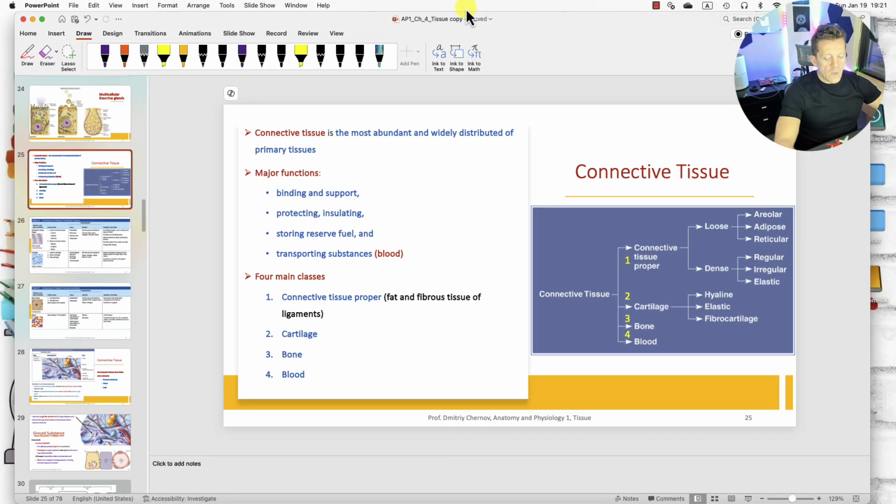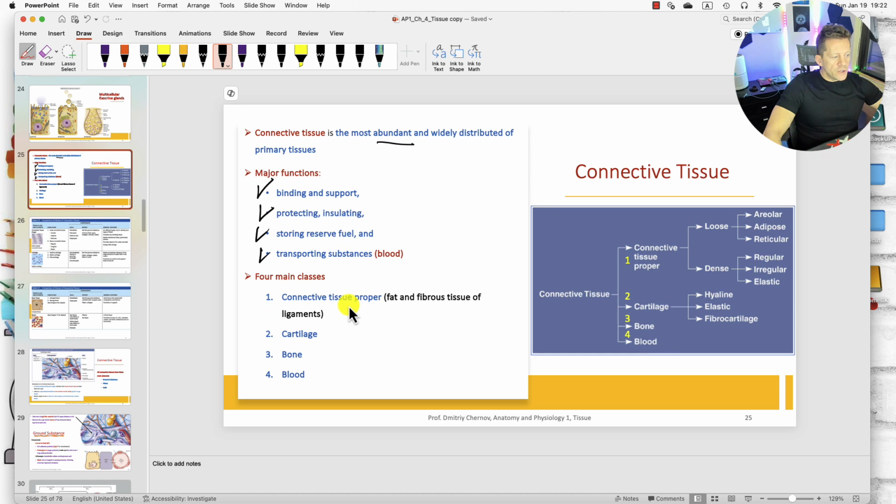Hi class. So this lecture is about the connective tissue. The connective tissue is the most abundant, widely distributed primary tissue. The major functions of the connective tissue are binding and support, protecting and insulating, storing reserve fuel, and transporting substances through blood. There are four main classes of the connective tissue.